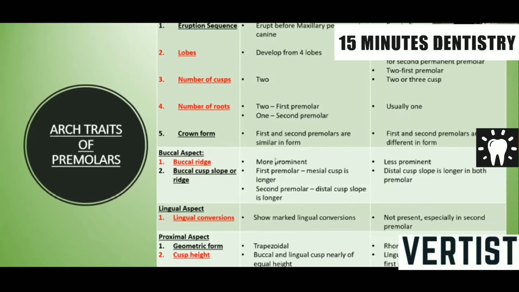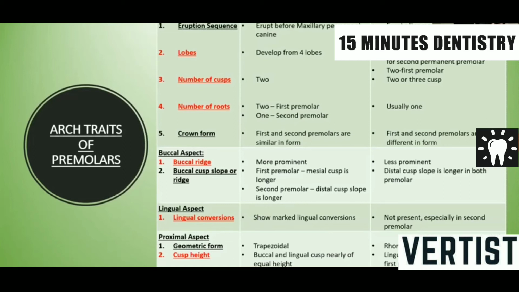From the buccal aspect, you can see the maxillary premolars have a more prominent buccal ridge than the mandibular premolars. From the lingual aspect, the maxillary premolars show a marked lingual convergence, which is not present, especially in the second mandibular premolars. From the proximal aspect, the buccal and lingual cusps in the maxillary premolar are nearly of equal height, while in the mandibular premolar the lingual cusp is much shorter and smaller than the buccal cusp.